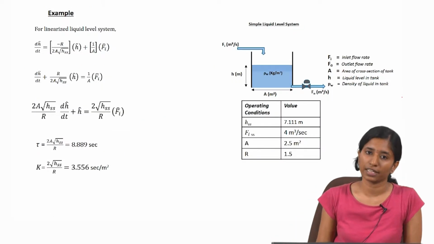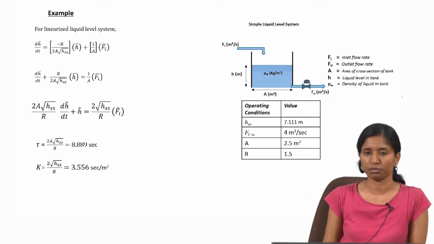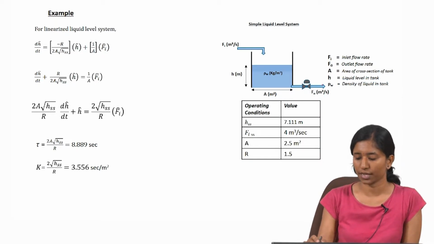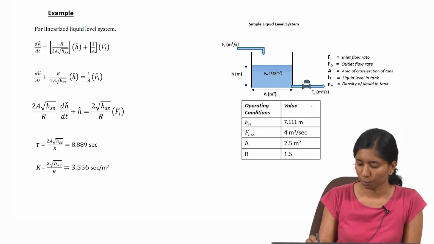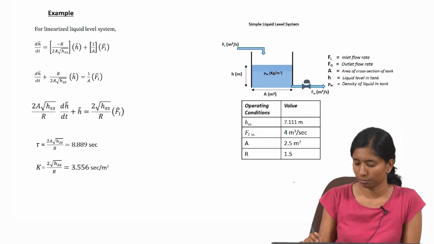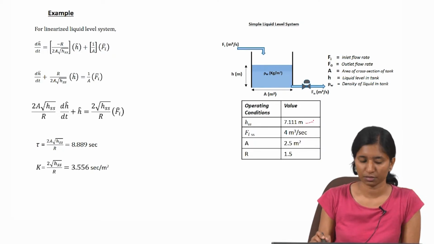So, let us revisit the example that we considered before. It is a simple liquid level system, and it has an inflow and an outflow that is held up within the tank. There is a resistance that is placed at the outlet, and these are the operating conditions shown here in this table. We have the initial flow of the inlet, the area of the tank, and the value of the resistance, and based on this we have calculated the steady state value of the height, which was found to be 7.111 meters.